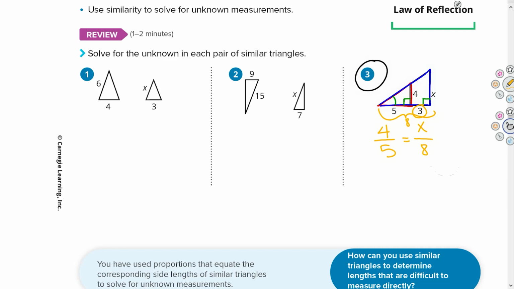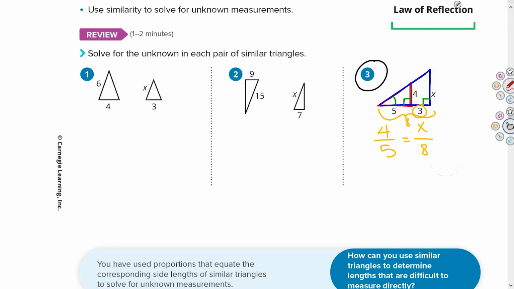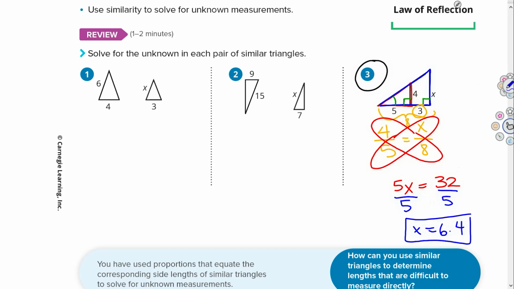You can write this one down. And the way you solve proportions is by cross multiplying. 5 times x is 5x. 8 times 4 is 32. So we have our proportion, and then we solve. Let's divide by 5, and x is equal to 6.4. If I had units, I would include them, but I don't have units.